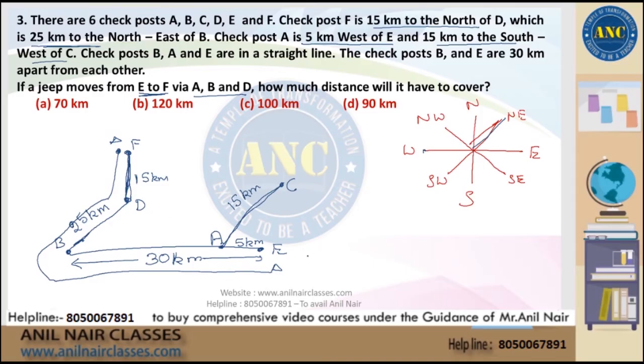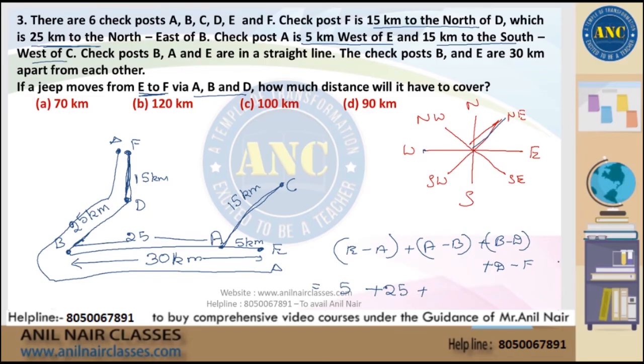Now, total distance is E to A plus A to B plus B to D plus D to F, right? So, the total distance will be E to A, that is 5 km, plus A to B, that is 25 km, correct? Because total is 30 and 5 is gone. So, 25 km is from B to A. Next, B to D. B to D is again 25 kilometers plus D to F. D to F is 15 kilometers.